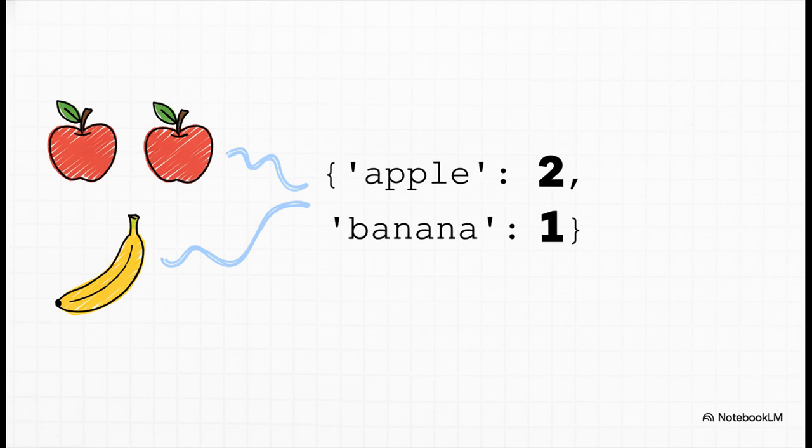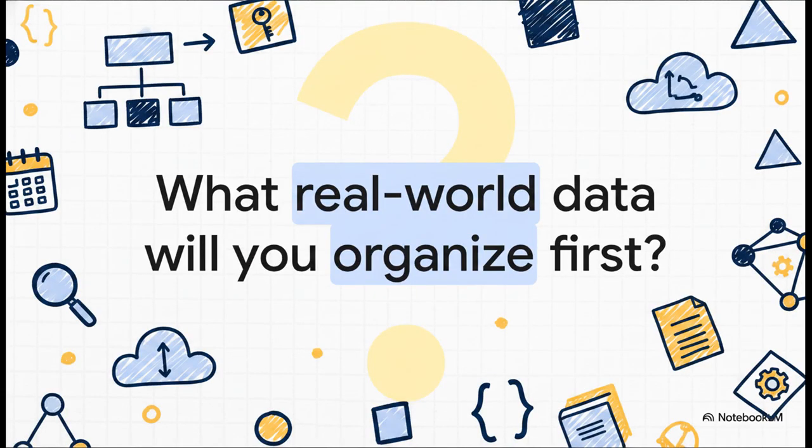So elegant. So there you have it. That's your crash course in Python dictionaries. They're not just another data type. They are your go-to tool for organizing related information. So the real question isn't what they can do. It's now that you have this tool, what data in your world are you going to organize first?